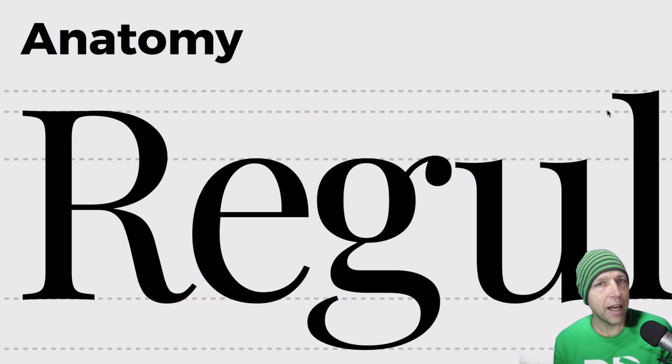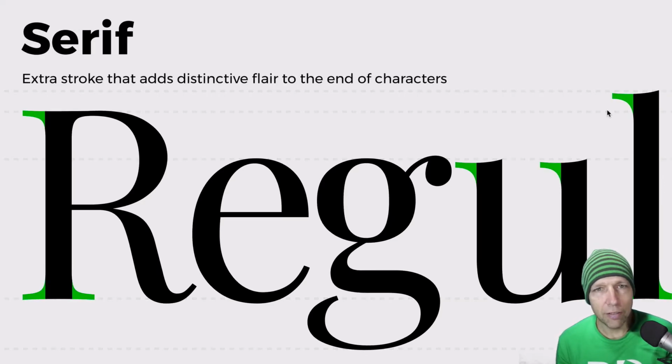So let's talk about anatomy. We were talking about structure just a minute ago. Now let's talk about things that are very specific to particular characters. The first one is obviously serifs. This is the one you know. You came in knowing what a serif was. A serif is all the little feet that are denoted in green here.